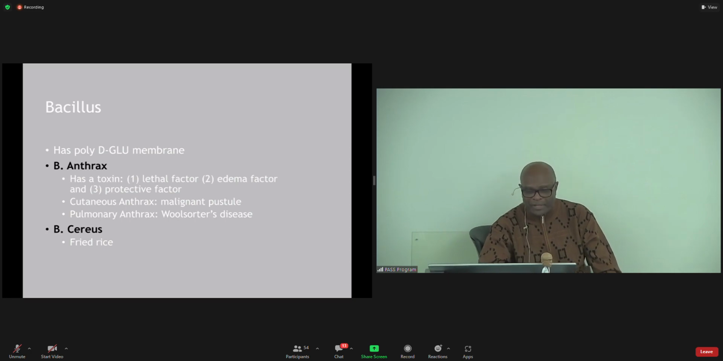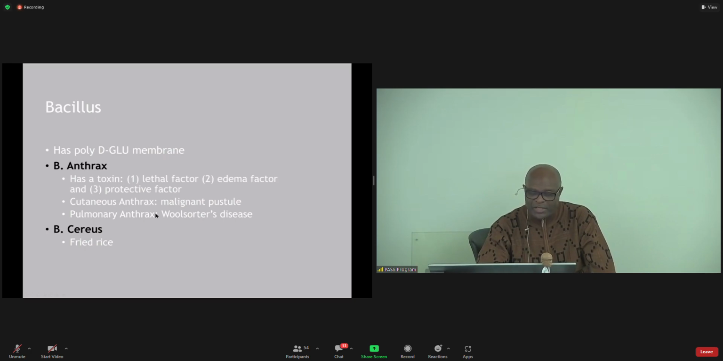It has a toxin made of three parts. One is the lethal factor, the one that kills you. Second one is an edema factor, the one that causes swelling. And then the third one is protective factor, protects the other two. So again, this was the good old days. They would name it based on what it did. You never had to guess.